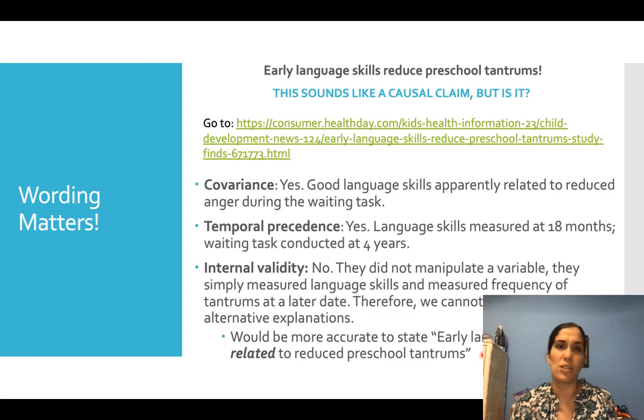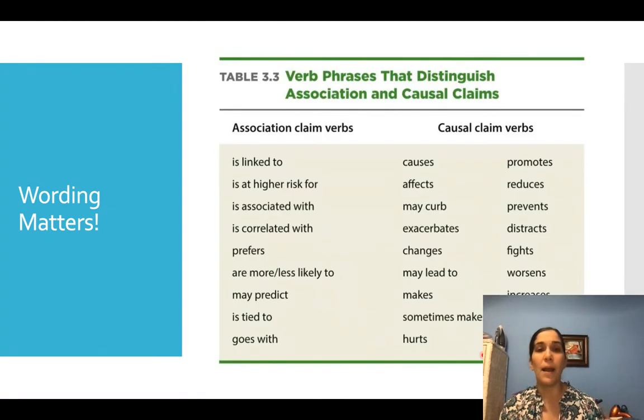Okay. So this is just an example of how when we see headlines in the news or in our media, whether it be on our phones or computers, don't just read the headline, because the headline's goal is not to inform you. It's to get your attention so you can click on it. Because the only way the news agency makes money is by clicks, not by just people sharing. And there are very specific verbs used in these headlines that should tell you whether something is an association claim or a causal claim.